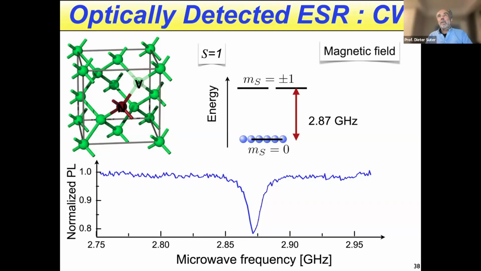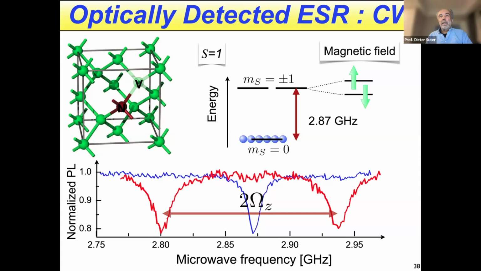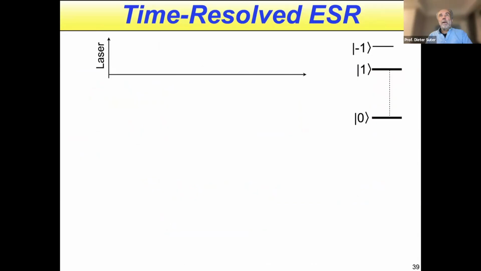You can also apply a magnetic field. Of course, that lifts the degeneracy. In this case, you have now two transitions which are split by twice the Larmor frequency. You cannot do that only in CW mode. You can also do that in a time-resolved way.